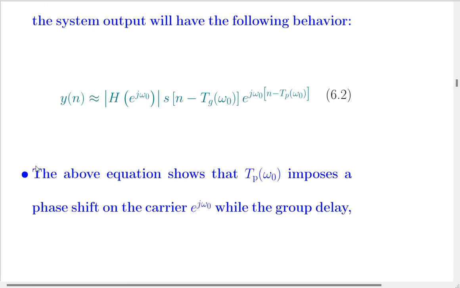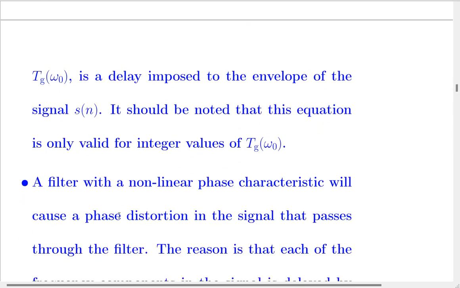The above equation shows that the phase delay Tp of omega 0 imposes a phase shift on the carrier e to the power of j omega 0, while the group delay is a delay imposed on the envelope of the signal s of n. It should be noted that this equation is only valid for integer values of Tg of omega 0.